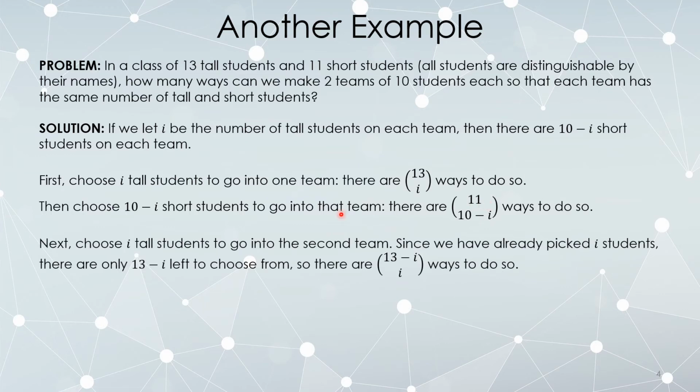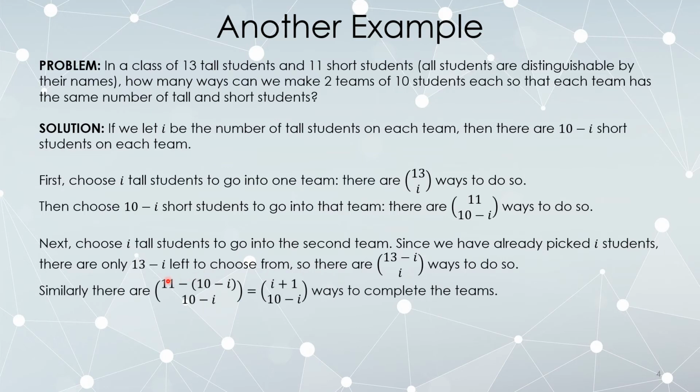short students. Next, I need to choose I tall students to go into the second team. But I've already picked I tall students for the first team. I did that back here. So there's only 13 minus I tall students remaining. So from the 13 minus I tall students, I choose I of them and I put them into the second team. Similarly, because I've already chosen 10 minus I short students to go into the first team, there's only 11 minus 10 minus I short students remaining, from which I can choose 10 minus I to go into the second team. And this top argument here, 11 minus 10 minus I, simply distribute the minus sign and simplify. That's going to be I plus 1.